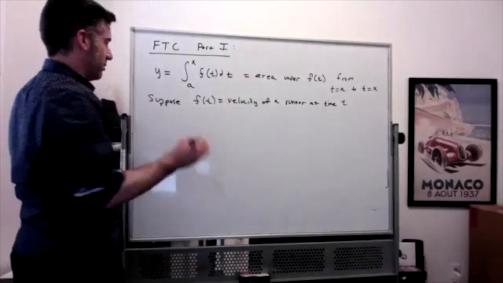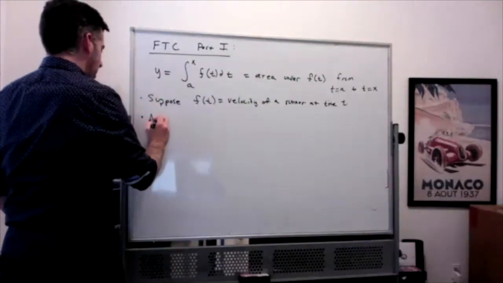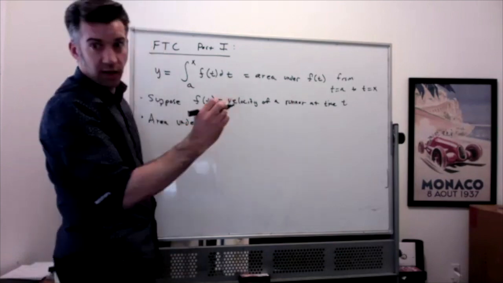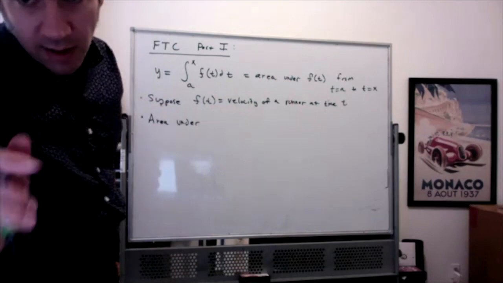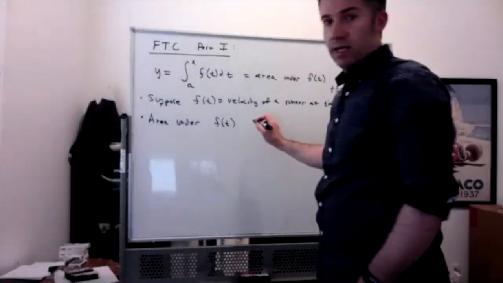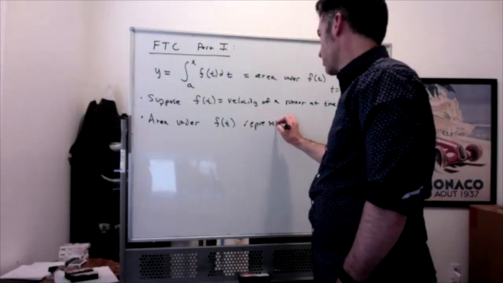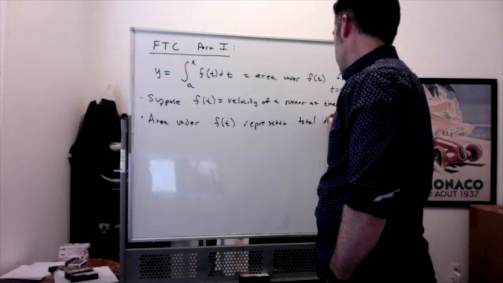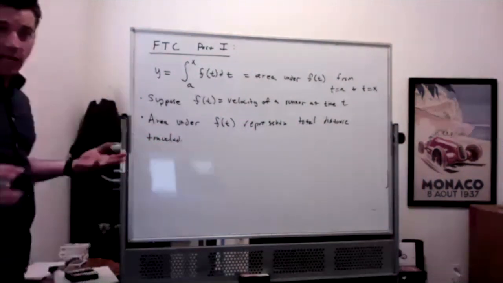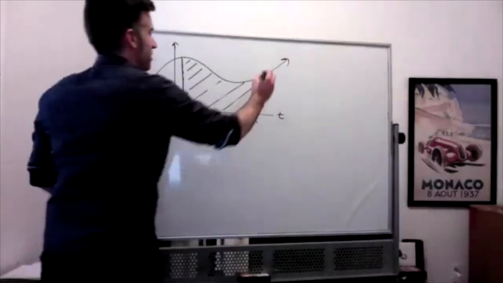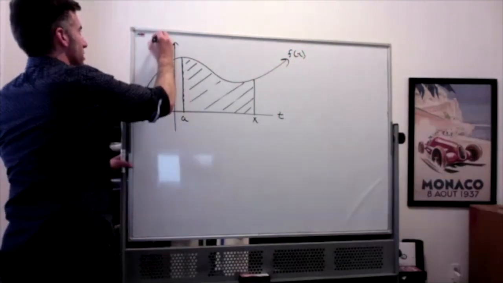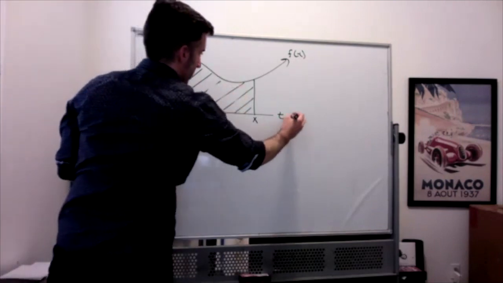So if f of t is the velocity of the runner at time t, then the area under the function f of t represents the distance traveled. Which makes sense if you think about what the units are. If this is our function f of t, which is measuring velocity, which I'm going to say is in meters per second, this axis is in meters per second, and this time is measured in seconds.